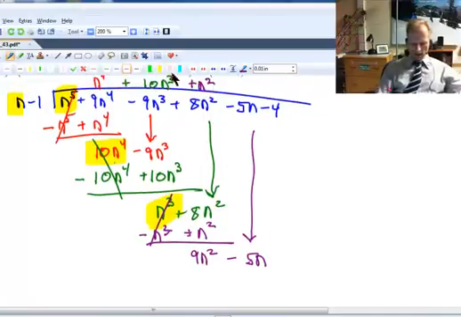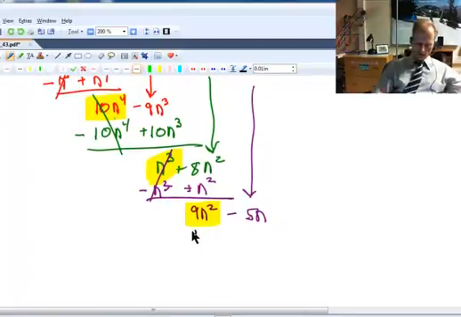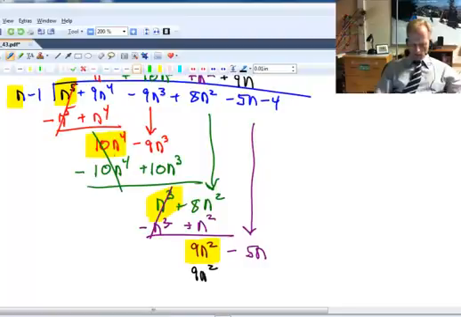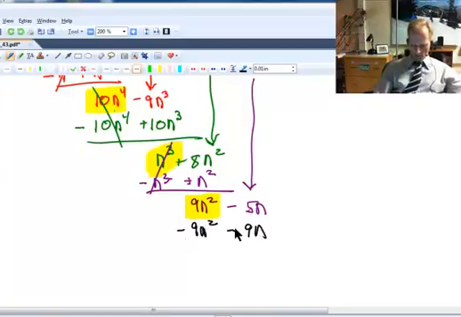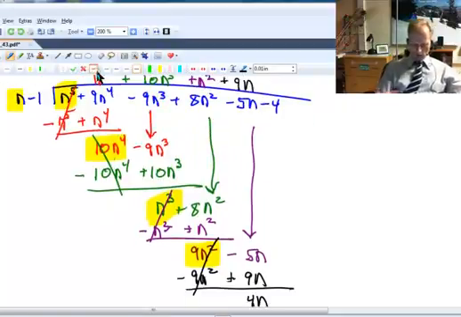Alright, now I'm looking at the n and the 9n squared. And I need to multiply by 9n. So I do that. And what does that give me on the right? It gives me minus 9n. I reverse both signs, and I add, I get 4n. And then lastly, I bring down the negative 4.